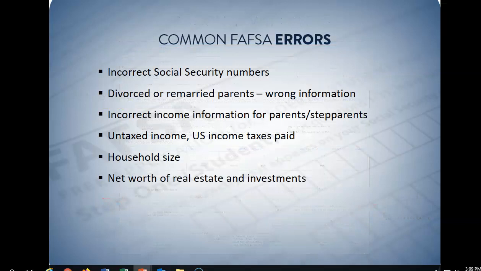So here are some common errors that occur when families fill out the FAFSA. First of all, make sure that you check your Social Security number. Pull out your Social Security card and make sure you're not transposing numbers, or that you're not putting down child number 2 instead of child number 1. Make sure you have the information correct. And remember, certain sections of the FAFSA are parent information and certain sections are student information. You always want to make sure that you're looking at the right section and that you're putting the right information in the right section.